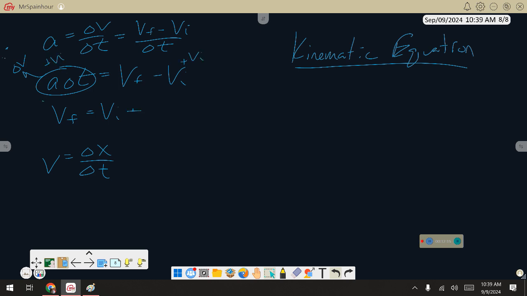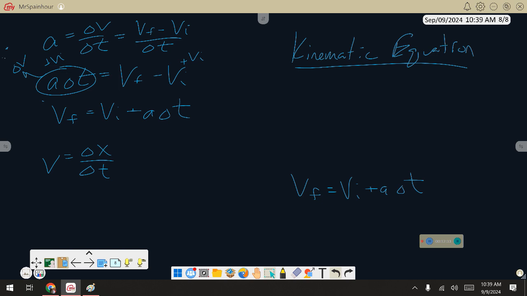Okay, yeah, so this is VI plus A delta T. That is your first kinematic equation. And you know what? I'm going to write this down. If I have spaces on the page, if I were you, I'd write this down in the third space. All right. Now, two things about that equation.